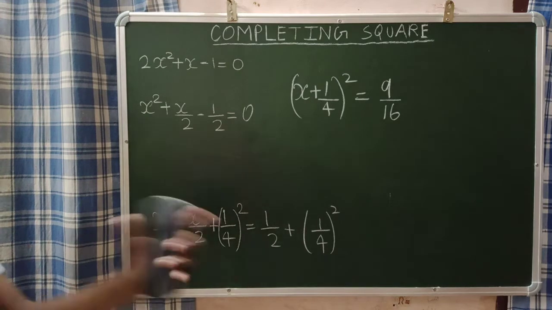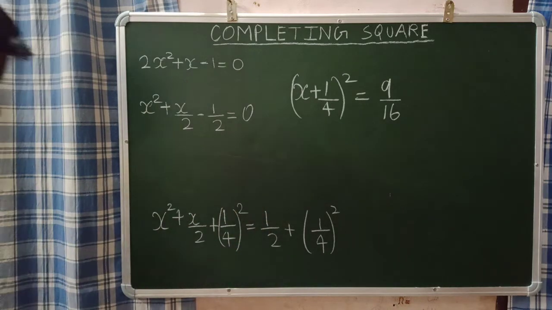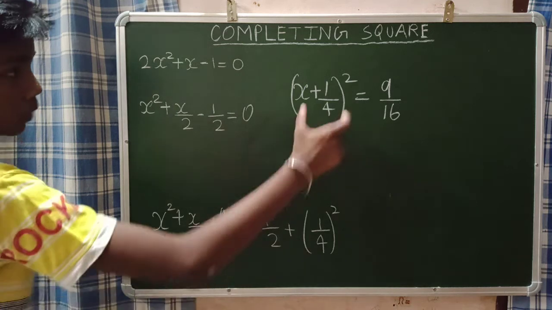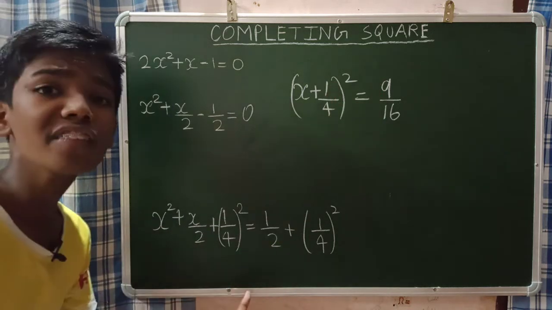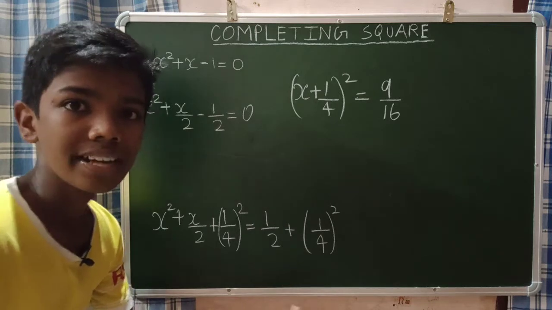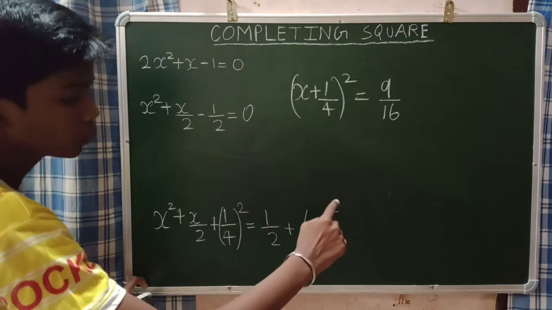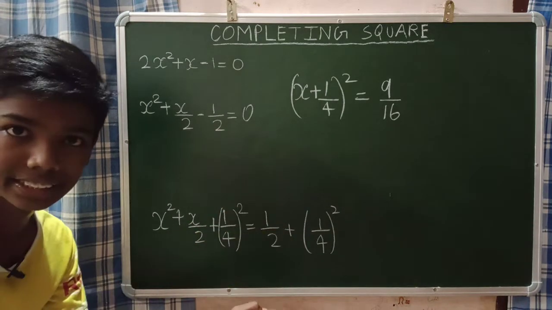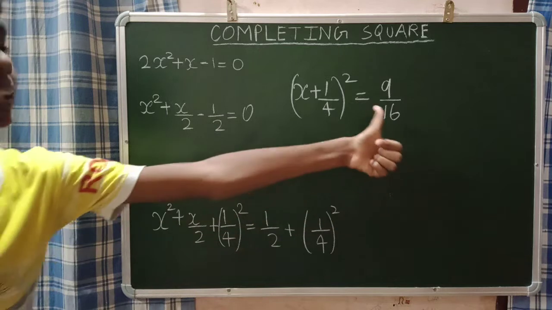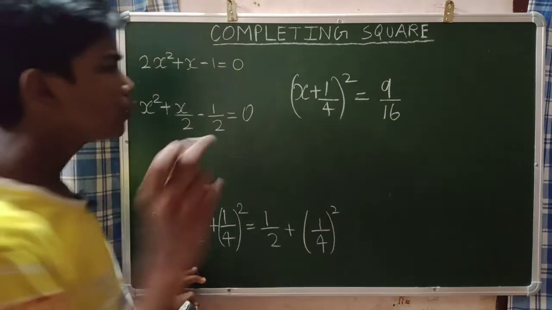Then find the square root on both sides of the equation. Guys, I will repeat once again. I wrote this expression as (x plus 1 by 4) whole square using the (a plus b) whole square identity, and I simplified this RHS. When you simplify this RHS, 1 by 2 plus (1 by 4) whole square will be nothing but 1 by 2 plus 1 by 16. 1 by 2 plus 1 by 16 is 9 by 16, and that is something I wrote here. Now find the square root on both sides.